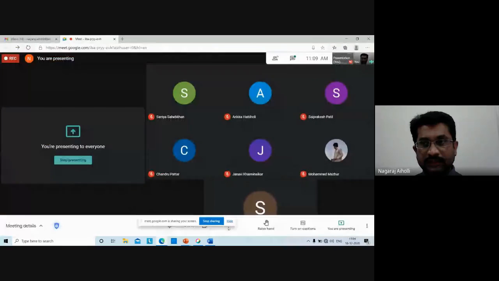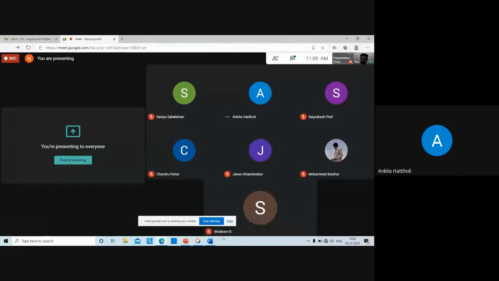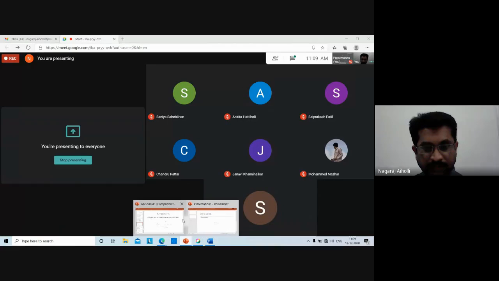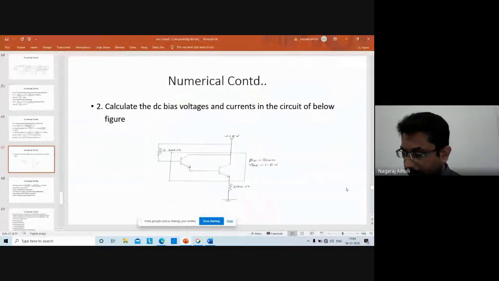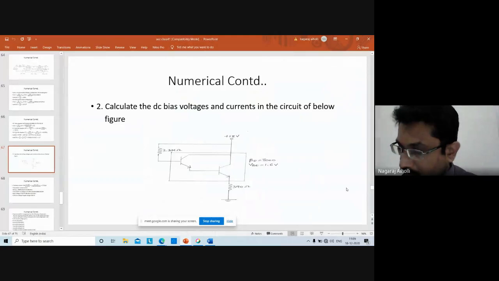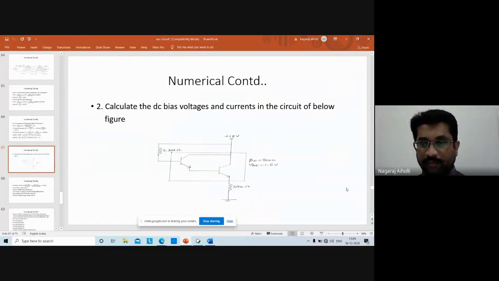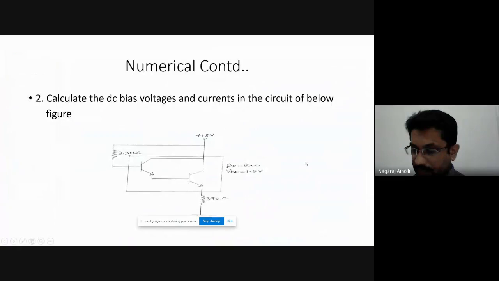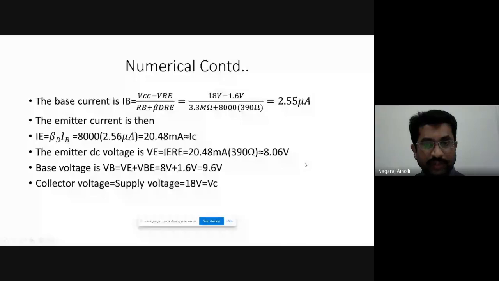How much are you getting? 8.059. Yes, it is 8.059 or approximately 8.06 volts. Correct. VE is equal to IE into RE. IE we have calculated as 20.48 milliampere, RE is given as 390 ohm. Multiply them, we'll get 8.06 volts.